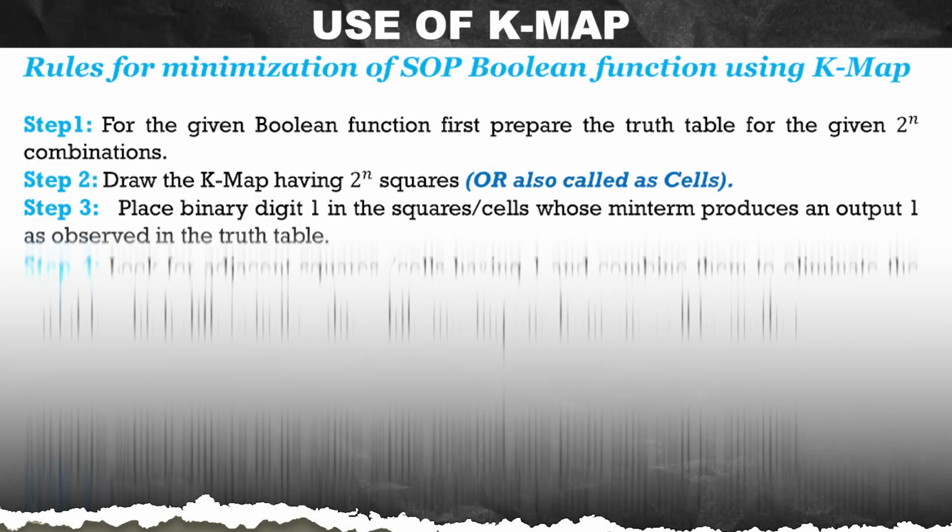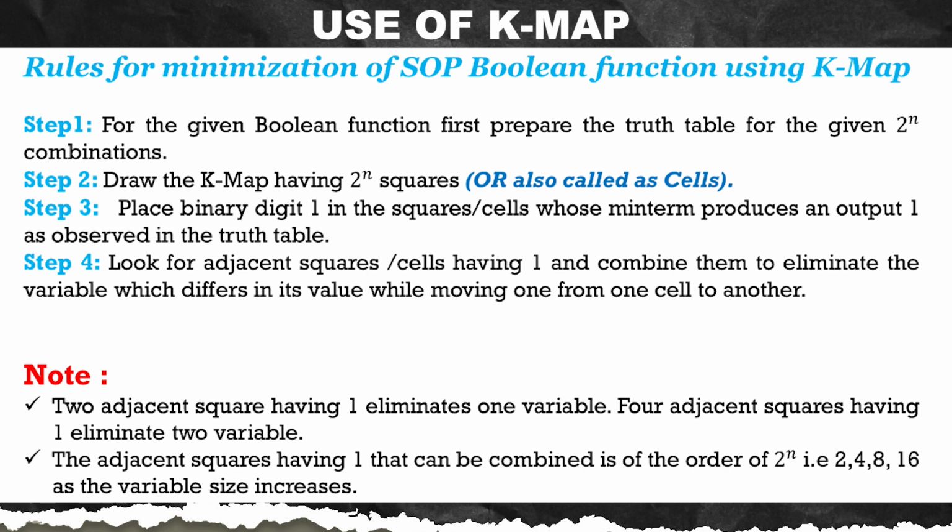So the rules for minimization of a standard sum of products, or SOP, Boolean function using K-map. Step 1: for the given Boolean function, first prepare the truth table for the given 2 raised to n combinations. The second step is to draw the K-map having 2 raised to n squares, or what we also call cells. The third step is to place binary digit 1 in the squares or cells whose min term produces an output 1 as observed in the truth table.